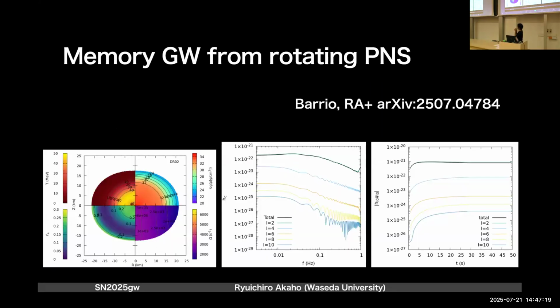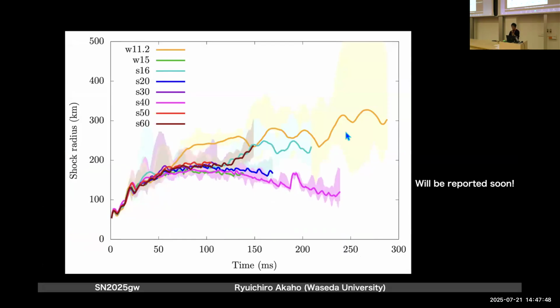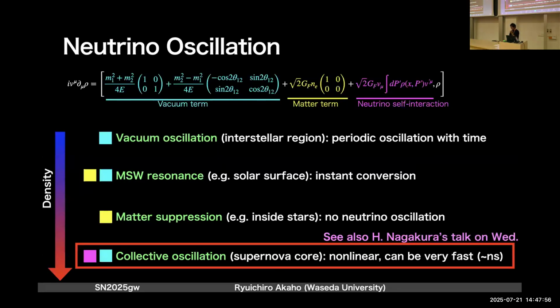I would like to advertise our recent paper. This was done by a PhD student at Waseda University, and we calculated the rotating PNS profile and the neutrino memory gravitational wave. This is not the main topic of this talk, so I just show you one slide. Also, we are doing a series of 2D simulations, so I hope I will be able to report the results to you soon. So let's move on to the main topic.